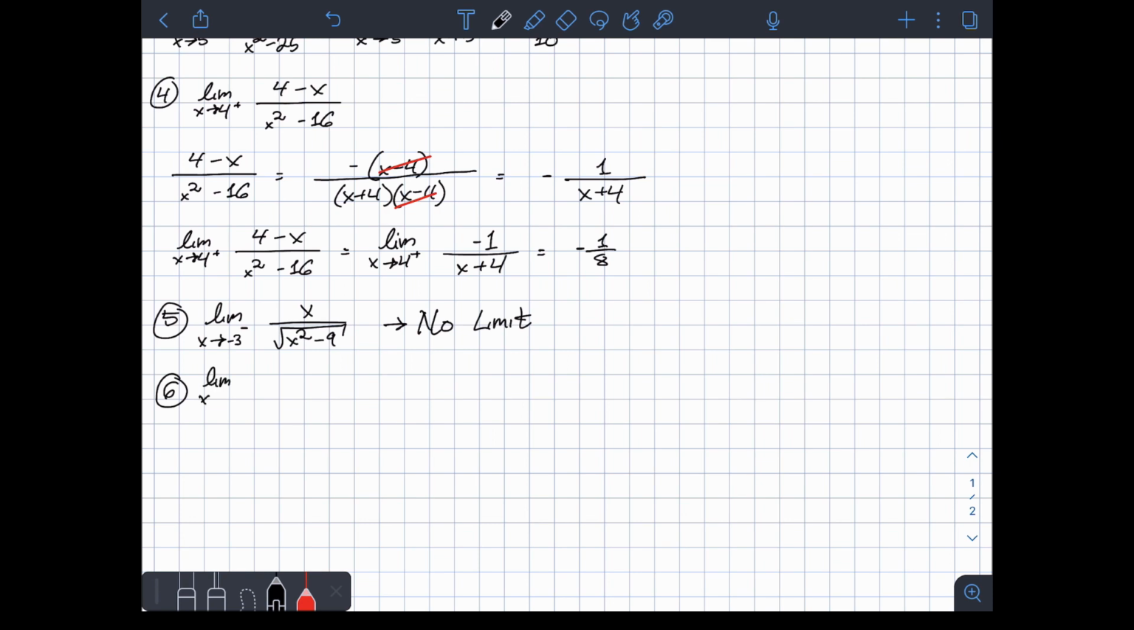Limit as x approaches 4 from the left of the square root of x minus 2 over x minus 4. One of those cases where we'll need to find an equivalent function. What we'll do here is we'll multiply by the conjugate.